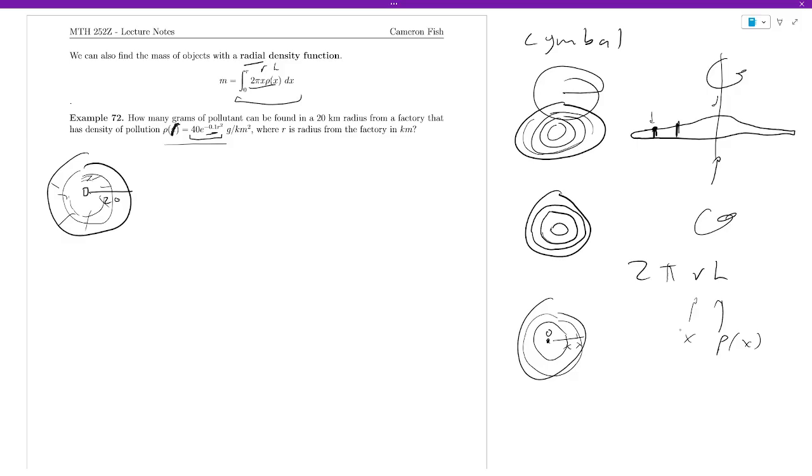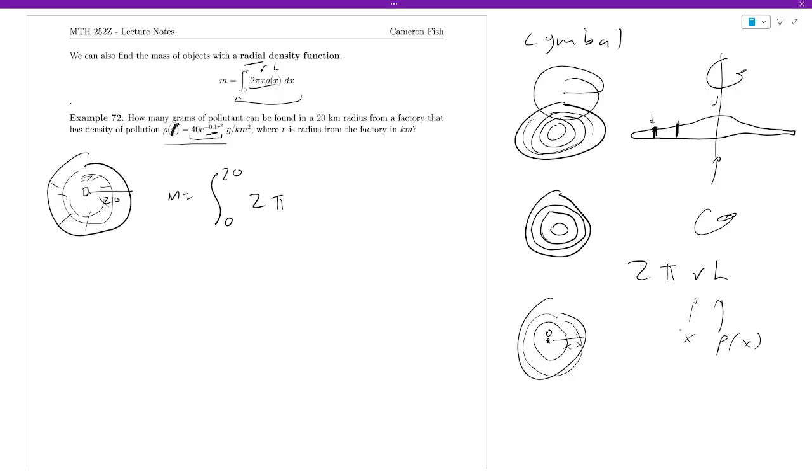I want to add up all that density. I want to integrate all that density. That will give me a total mass of whatever my density is measuring, and it's measuring the pollution. So the total mass of the pollution. The only thing we really have to write down is what my outer radius is, which I said was 20. So that's where the 20 is going to go. And then I just copy my formula.